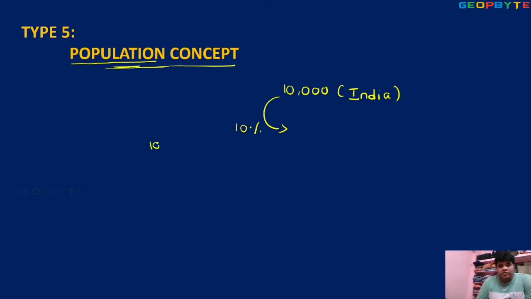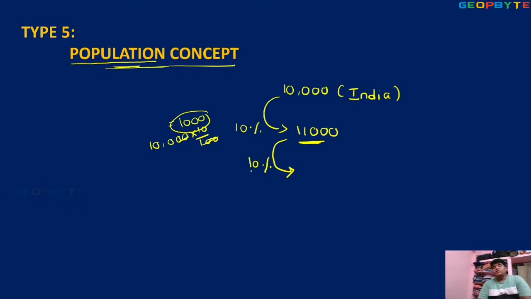So in 10,000, 10% means 2 zeros, 2 zeros cancel. So the answer is 1,000. So after 1 year, what is the population? 11,000. For the second year, this 11,000 is called the principal for the next year. Again next year it increased by 10%. Children, this 10% is calculated on 11,000, not on 10,000. Got it, all of you?